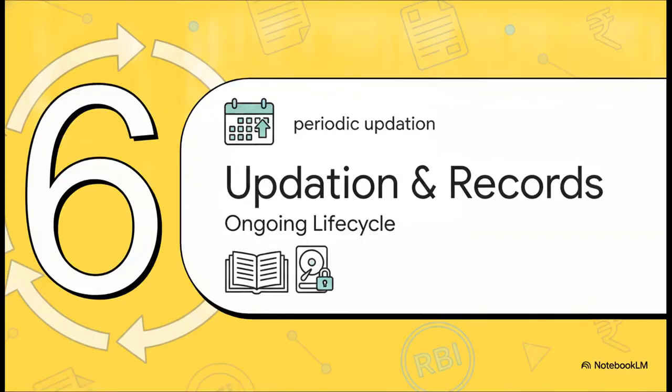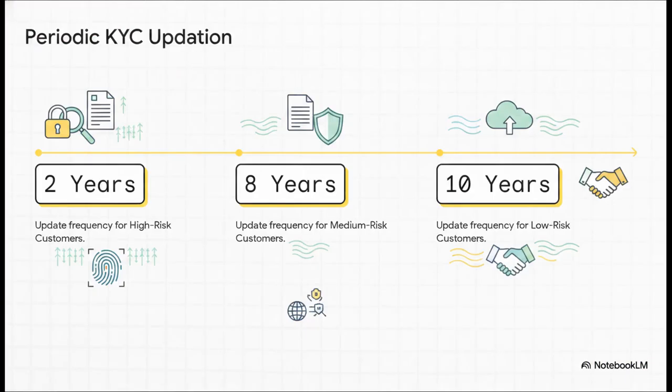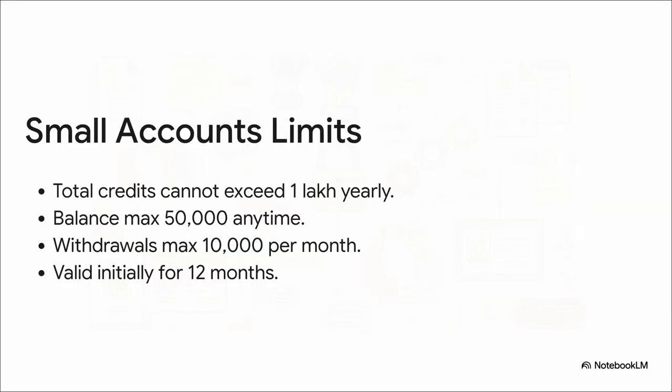Finally, Section 6, Updation and Record Management. This is the ongoing life cycle. To keep our risk mitigated over time, Paragraph 38 of Chapter 6 mandates risk-based periodic updation. You have to update records at least once every 2 years for high-risk customers, every 8 years for medium risk, and every 10 years for low-risk customers. Now, if there's no change in a low-risk customer's information, a simple self-declaration through digital channels or an email is often perfectly sufficient.